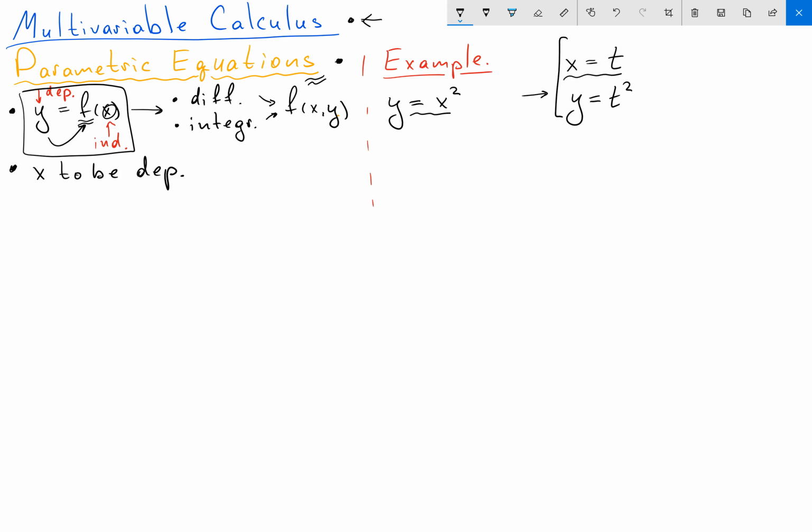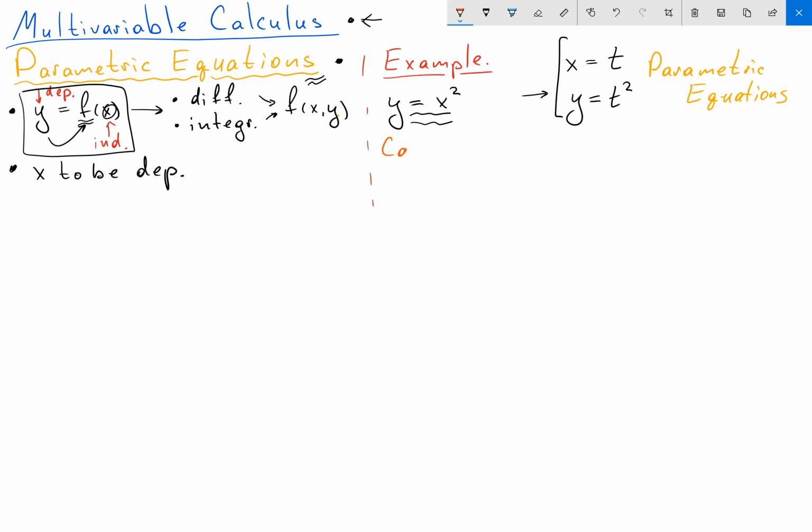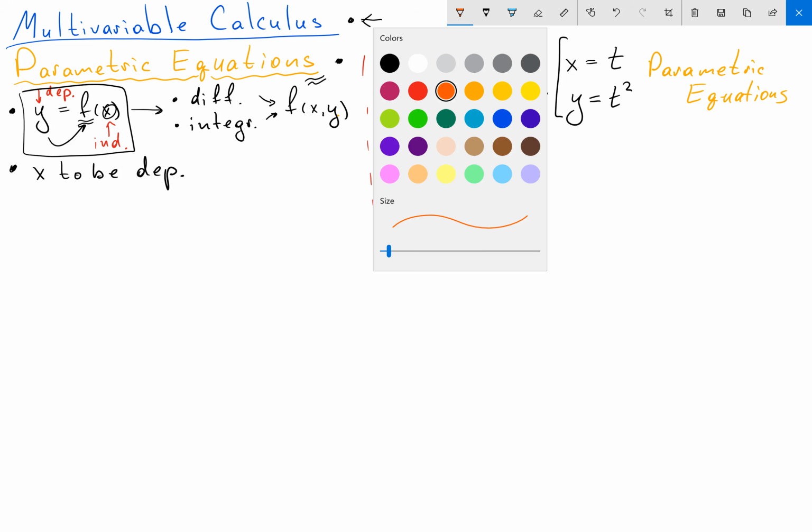So by having the function on the left hand side, I can write this function in such a way that x and y are both dependent on t. And such a representation is called parametric equations. Before I continue, the function on the left I like to call the Cartesian equation. And the function on the right hand side I will call parametric equations.